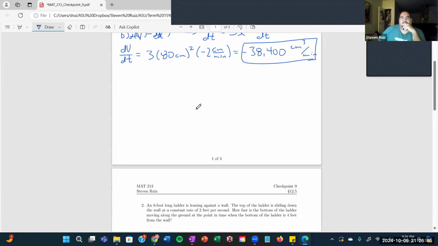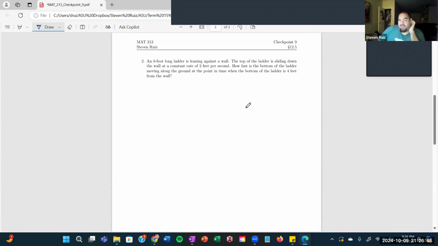All right, moving on to question 2. So we have an 8-foot long ladder leaning against a wall. I'm going to stop reading and draw myself a picture. So more bad art. Here's my wall. Here's the floor. I'm assuming a right angle. Here's my ladder. What do I know about this ladder? Actually, I'm not going to label anything yet. Let me keep reading. The top of the ladder is sliding down the wall at a constant rate of 2 feet per second.